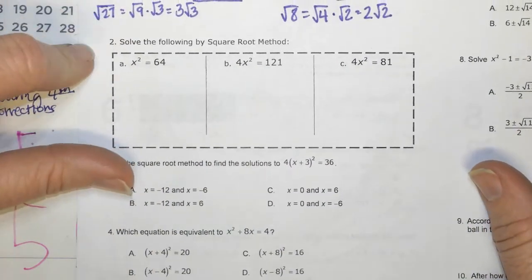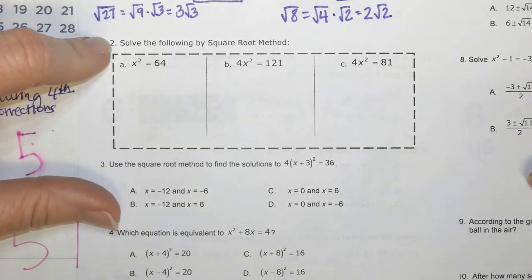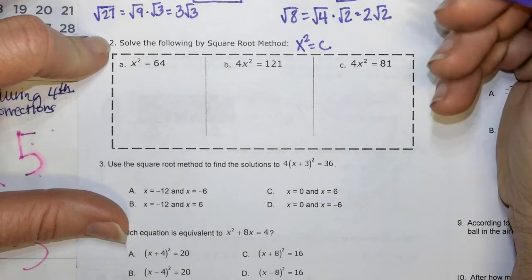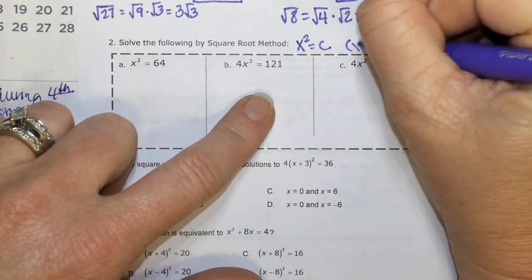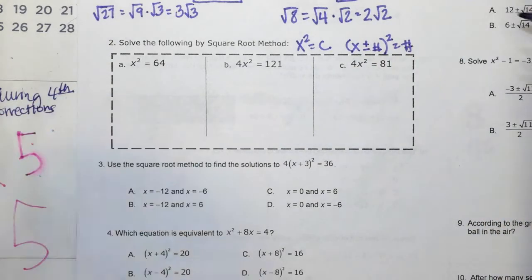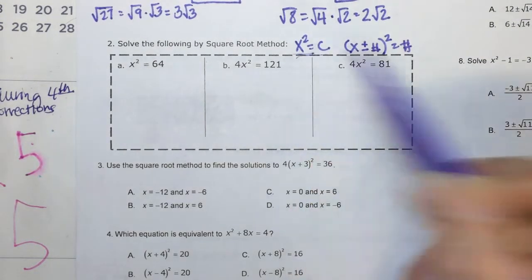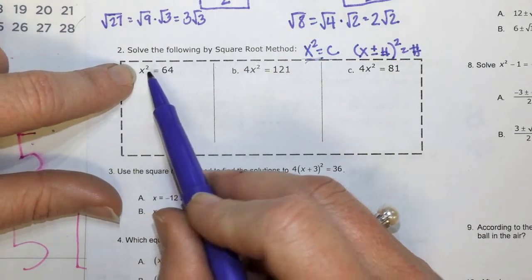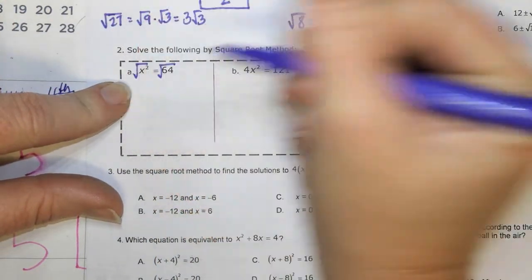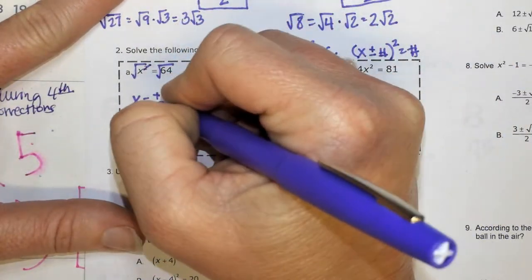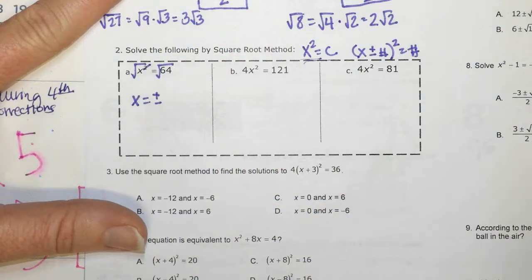Okay, so now for number 2, I'm going to solve the following by using the square root method. So remember, I have to have it set up as x squared equals c, and there might be times where it's x plus or minus some number squared equals some number. So it looks like all of these are going to fall into this category right here. So let's look. For a, there's nothing I need to do because the x squared is by itself, so I can go ahead and take the square root of each side. So this is going to go away, so then I end up with x equals plus minus, and the square root of 64 is 8.